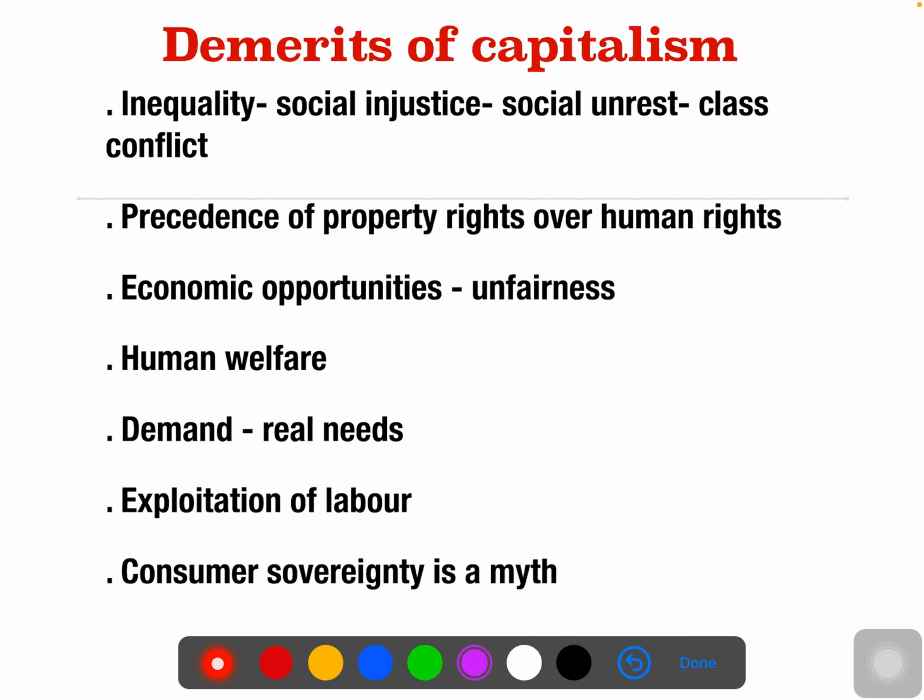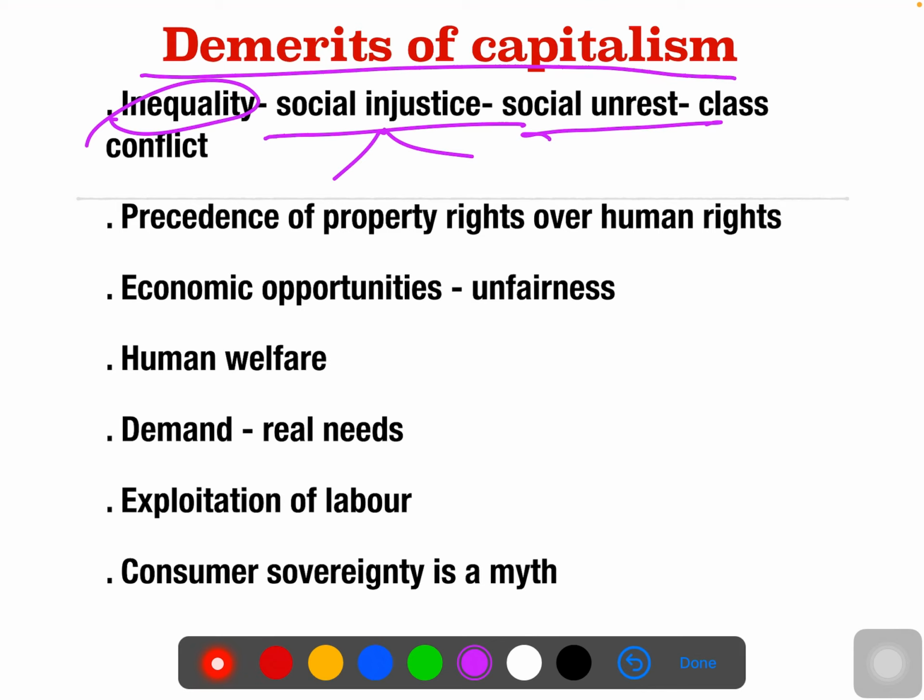And next we are talking about the demerits of capitalism. First of all, it comes with inequality. Inequality means taking somebody high, bringing somebody low. Social injustice, that's what I said. Somebody will become rich, somebody will become very poor. This kind of economy brings inequality in society, and it comes with two different classes, rich and poor. Because of that, it comes with social unrest. Society is going to be in unrest, so the economy won't run smoothly. Class conflict, rich and poor, middle class, will be there, which is not good for any economy.